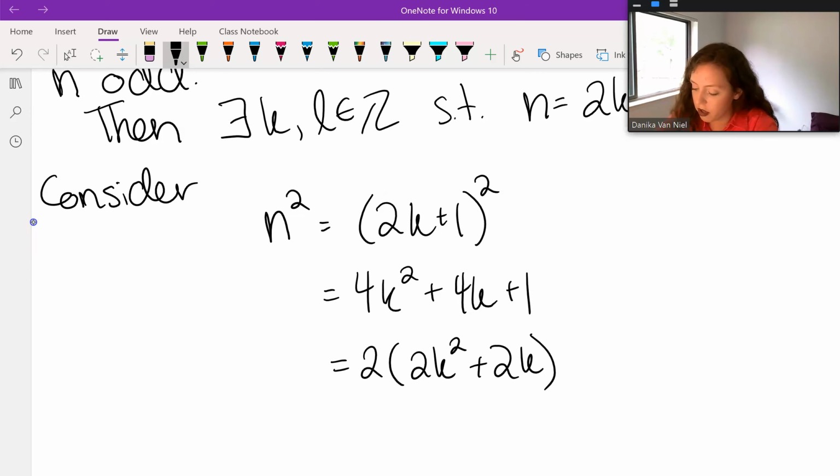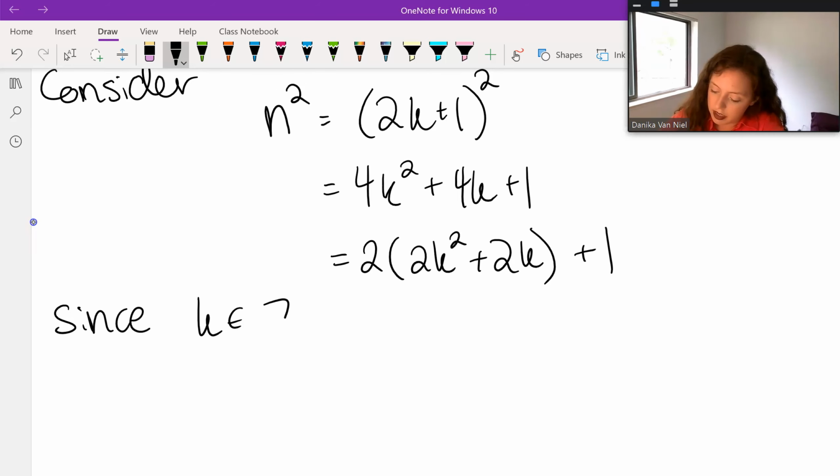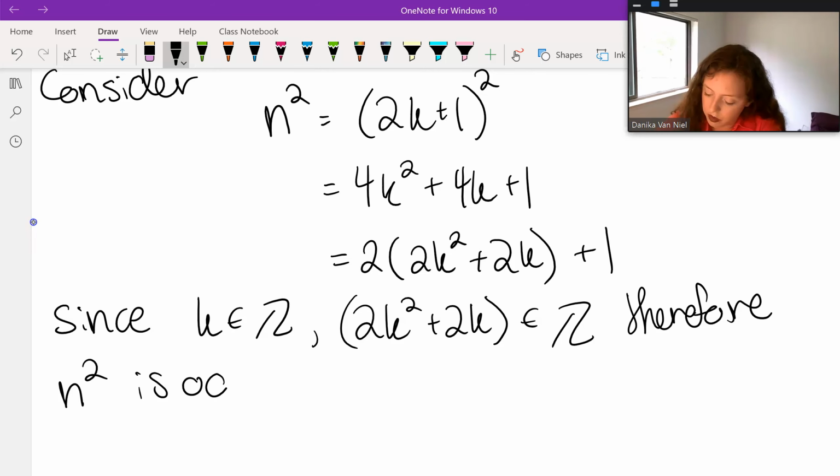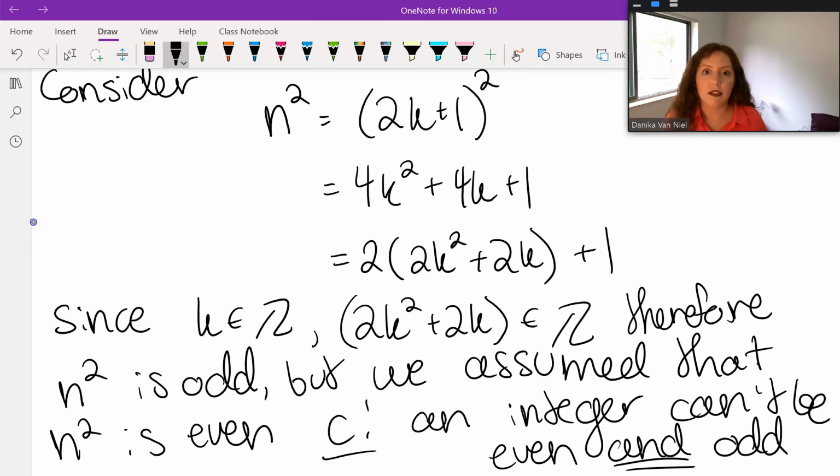Okay? And now since k is an integer, 2k squared plus 2k is also an integer. Therefore, n squared is odd. But we assumed that n squared is even. Contradiction. An integer cannot be even and odd.